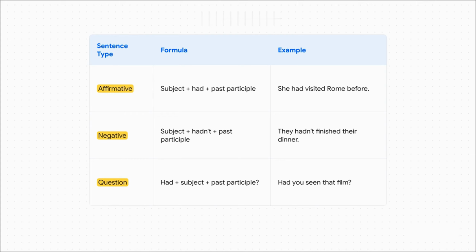Super simple. Want to make it negative? Easy. Just change had to hadn't. They hadn't finished. And to ask a question, you just flip it around and put had at the beginning. Had you seen that film? See? The basic building blocks, had and that past participle, they're always there.